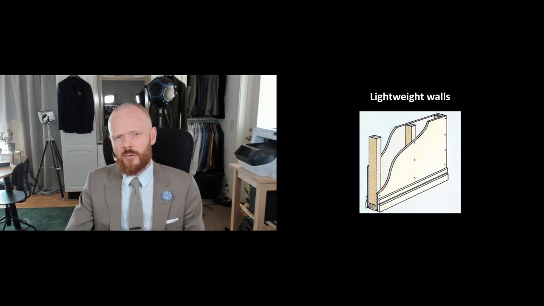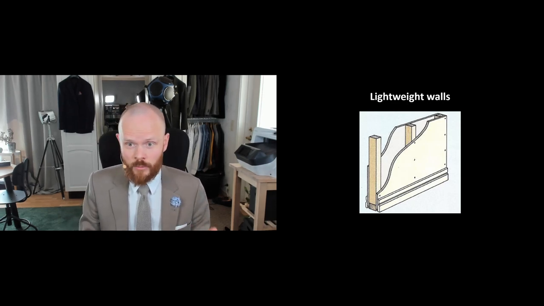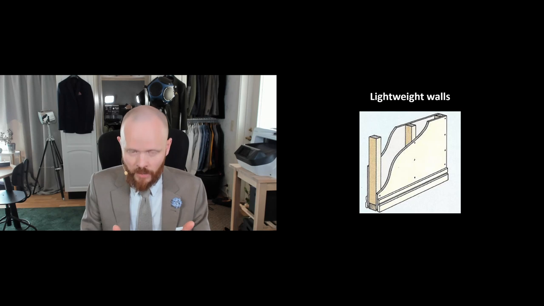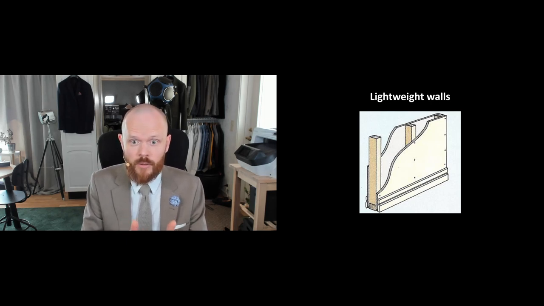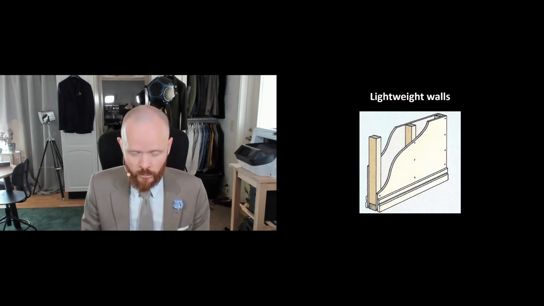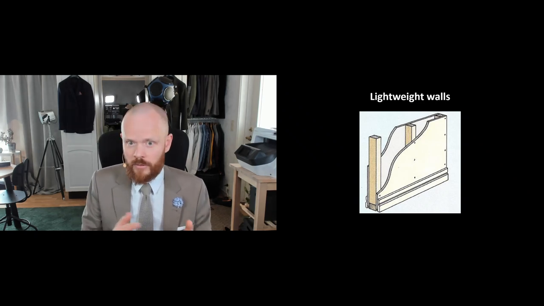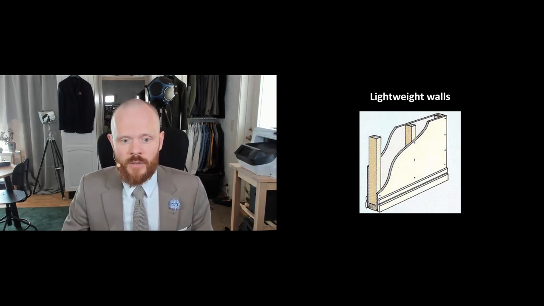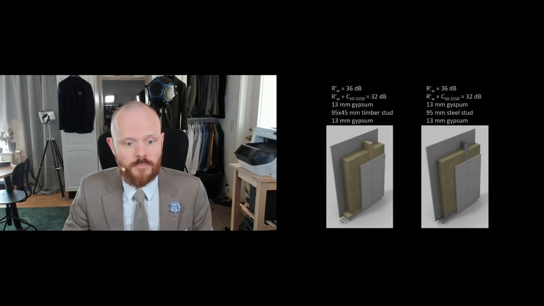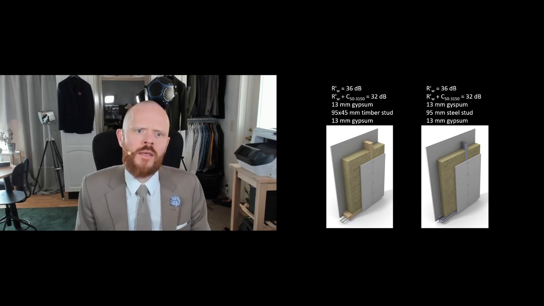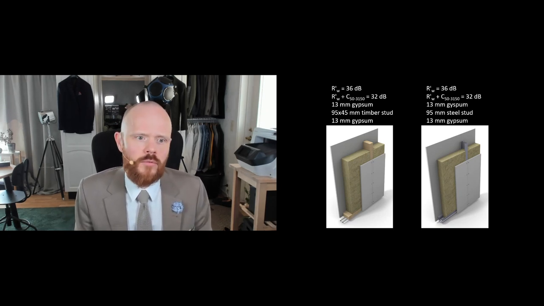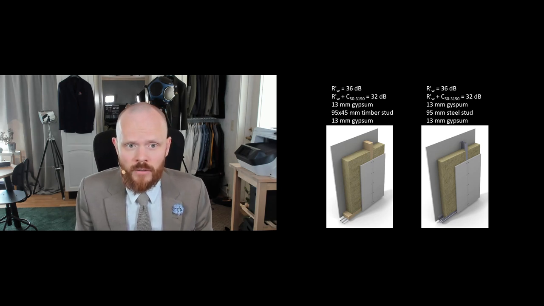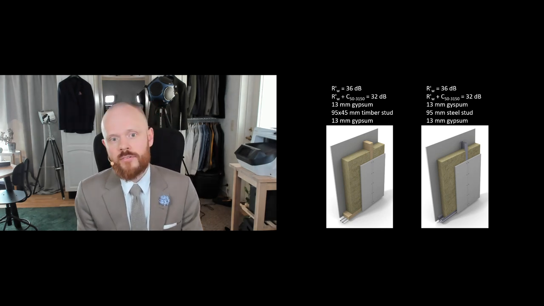I'm going to start off now by talking about lightweight walls, which is typical when you have plates and you have beams or studs that connect them. You can also add mineral wool to increase the sound insulation, or several layers of gypsum. But let's look at some typical examples of what they can look like and their performance. Here you have two single walls with one layer of gypsum on each side, 95 millimeter studs. In one case it is a timber stud and the other is a steel stud.